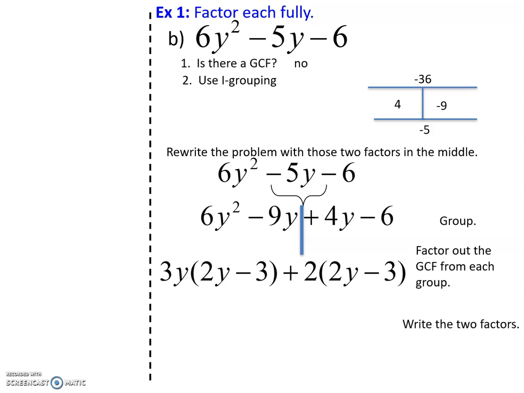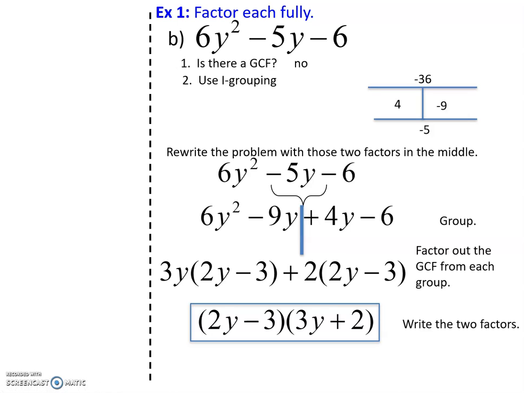So now we're going to write our 2 factors. The first factor of the 2 terms is 2y minus 3. What's remaining is 3y plus 2. And that is our final factored trinomial.